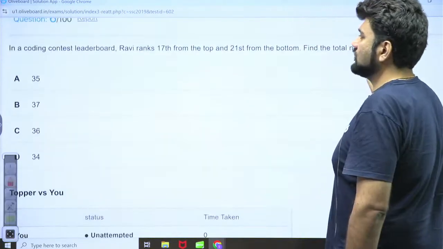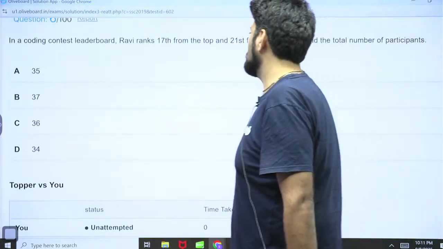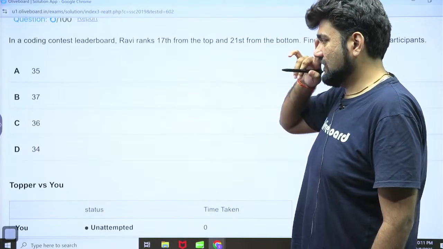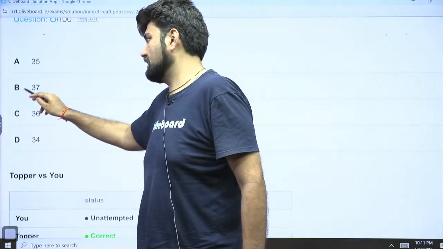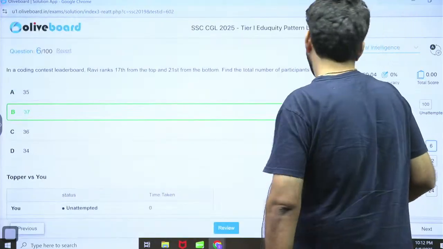Ravi ranks 17 from the top and 21st from the bottom. Find the total number of participants. 17 from the top and 21st from the bottom. Total number of participants is 17 plus 21, 38, minus 1, 37. It has to have 7 in the unit place. 37. It's that simple. 10 seconds, 13 seconds is more than sufficient to answer this question. Next.